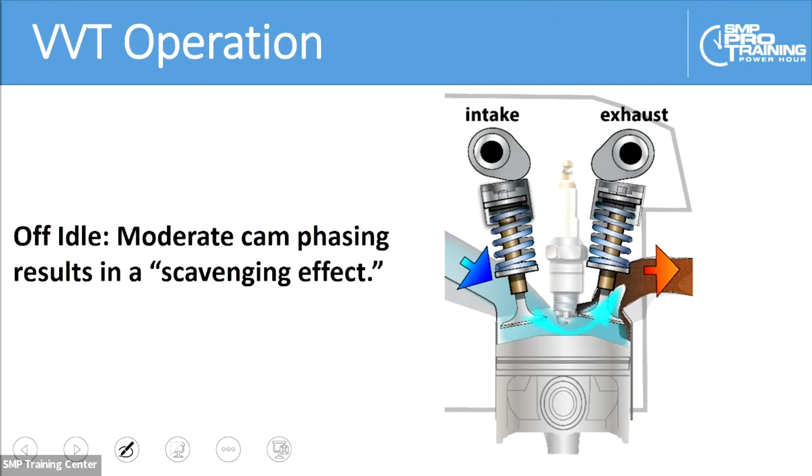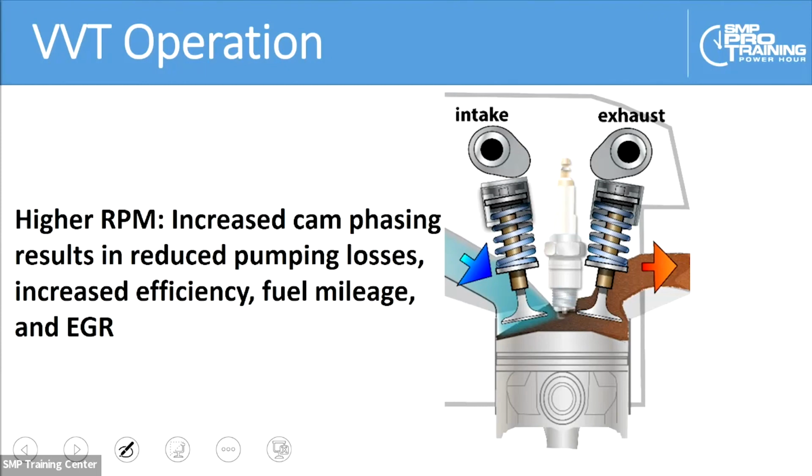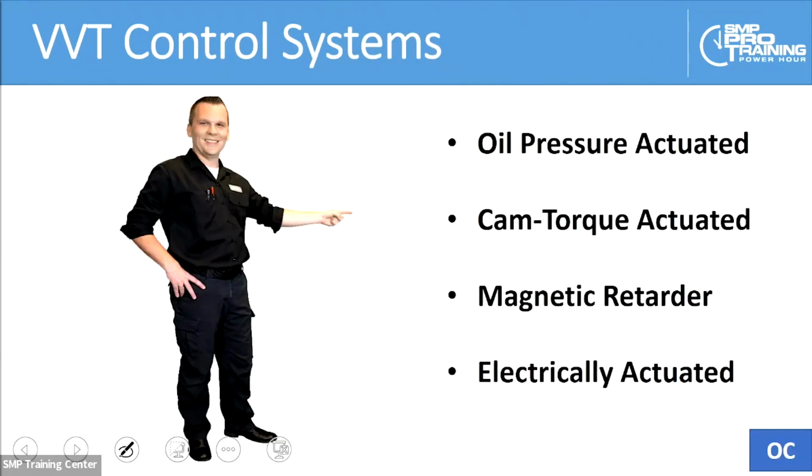And as we continue to increase engine RPMs, we're going to be able to become more aggressive with the cam phasing. And that's going to result in reduced pumping losses, increased fuel efficiency, increased fuel mileage, and we're also going to gain that aforementioned EGR effect. We'll call it exhaust gas retention at this point. We're actually going to be able to retain those exhaust gases in the combustion chamber, which will result in better efficiency.